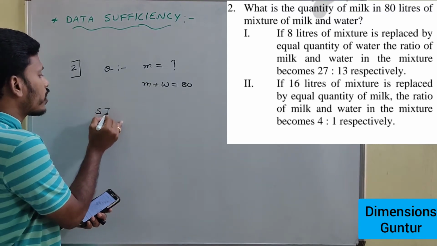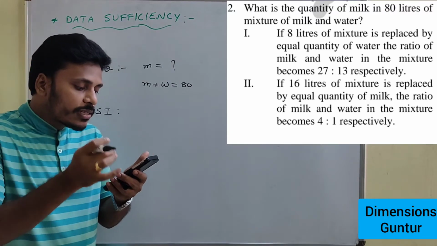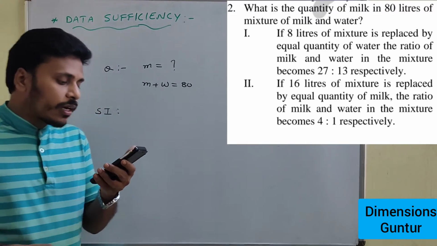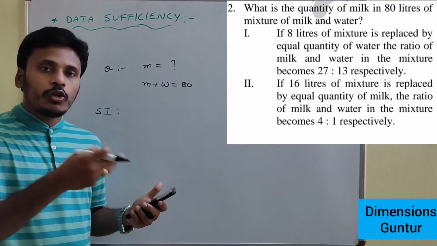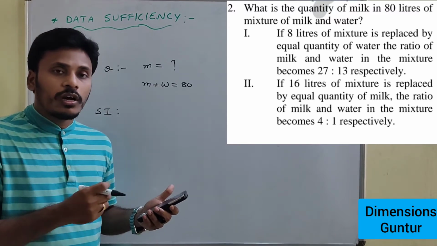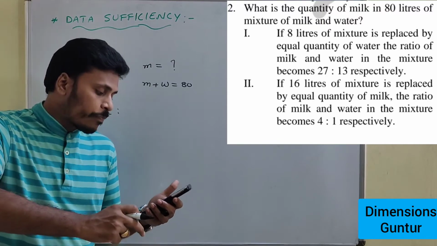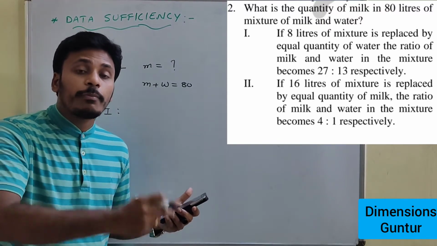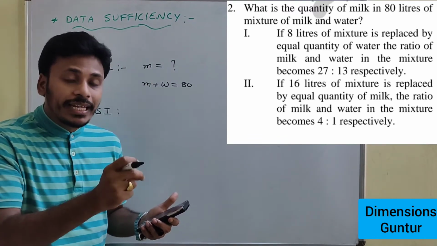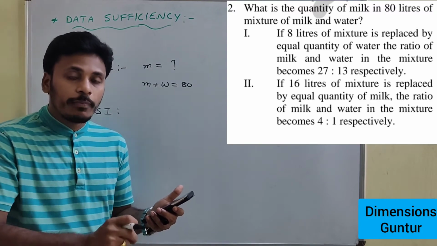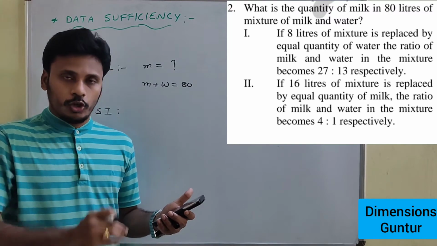Then you need to pay attention to statement 1. What is given in statement 1? 8 liters of mixture is replaced by an equal quantity of water. In these types of alligations and mixtures, we don't concentrate on the amounts, we concentrate on the ratio. Since we are replacing 8 liters out of these 80 liters, 8 out of 80 is 1 by 10. So you are replacing 1/10 of the mixture, or 1/10 of the solution.